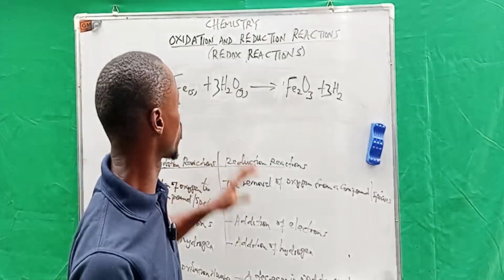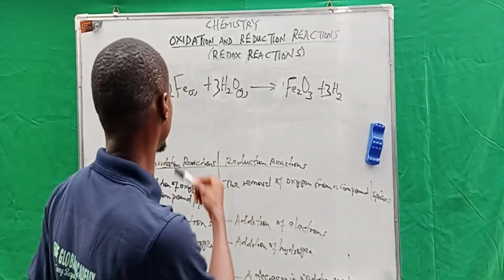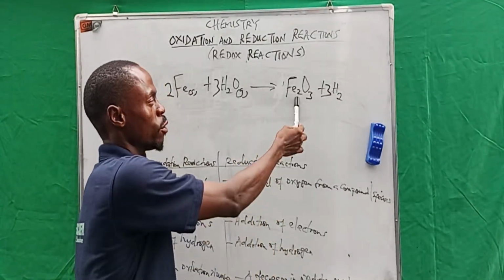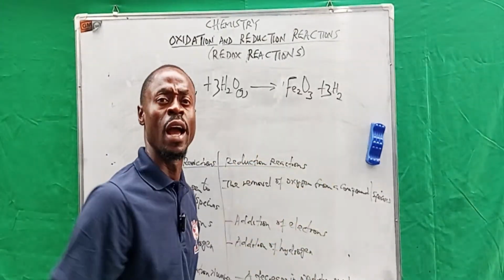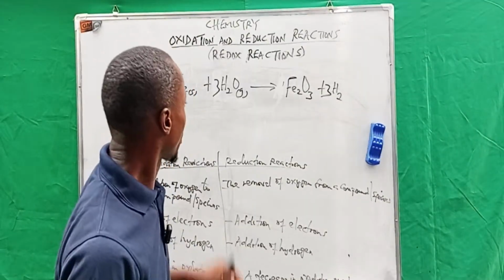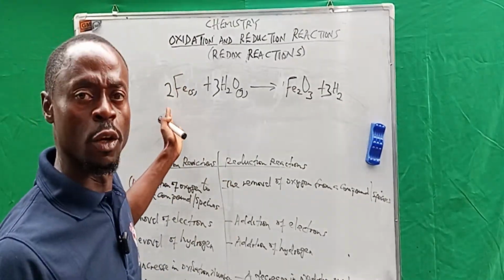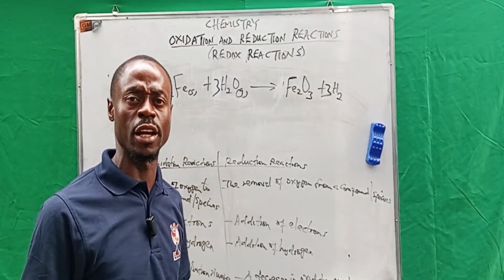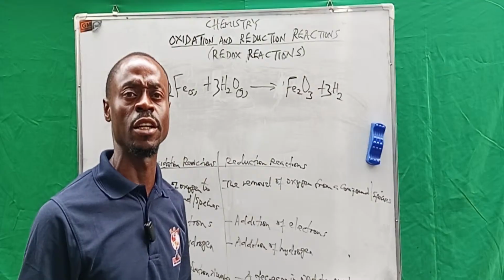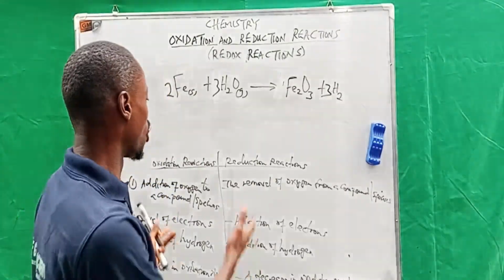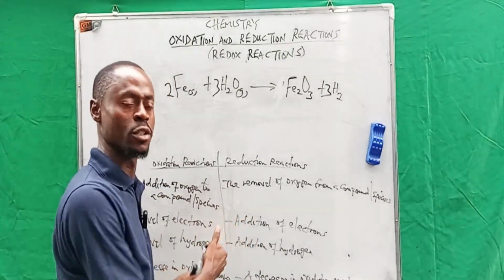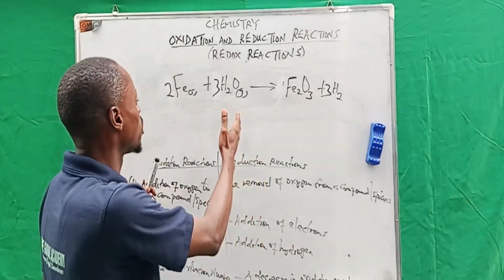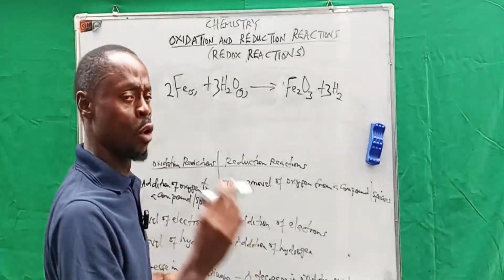All right, we have an equation on the board. You can be given such an equation: iron reacting with water in form of steam to form iron 3 oxide and liberate hydrogen gas. You'll be asked to identify the oxidizing agent and the reducing agent. With this knowledge of the differences between oxidation reaction and reduction reaction, let's apply it to the question as we have on the board.